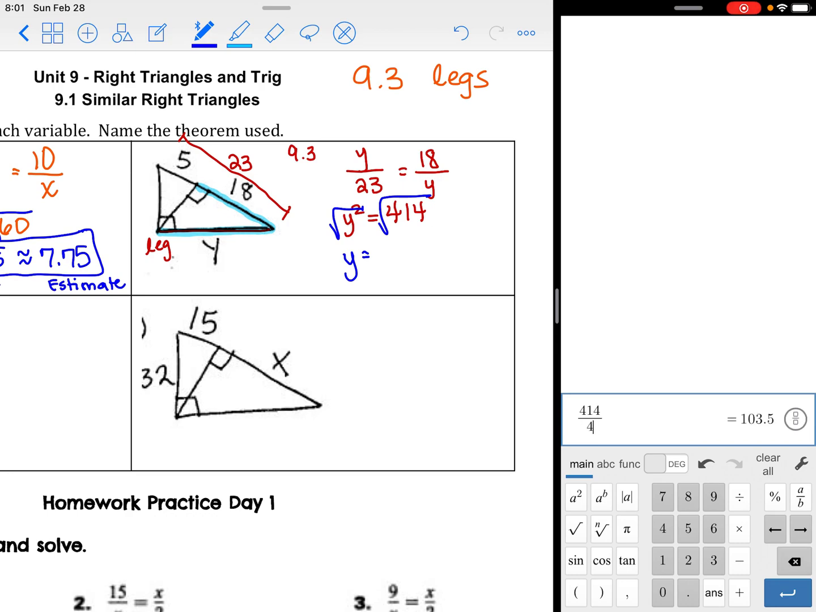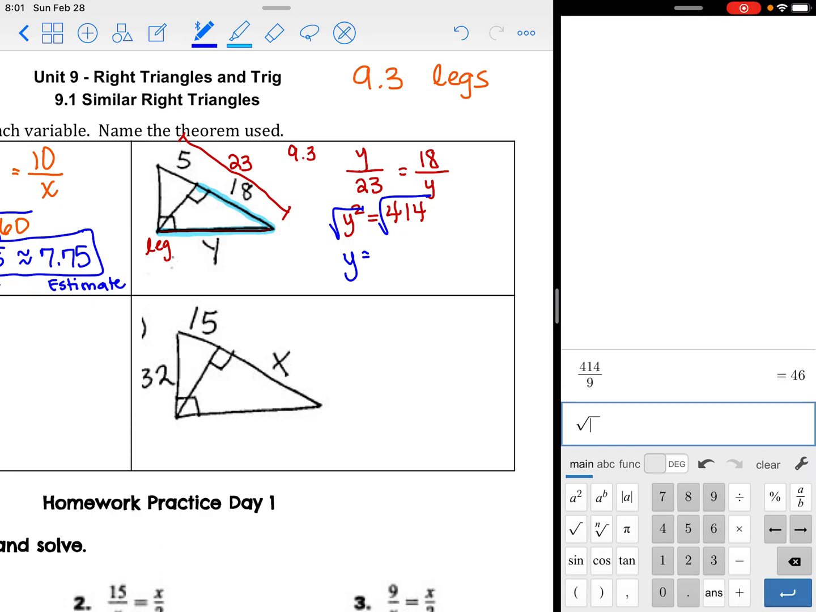16 doesn't work. What about 4? 4 doesn't work. 9 works. So 9 will give us 46. And 46 isn't divisible by any more perfect squares. So the factors of 46 are 2 and 23, which are both prime numbers. So that's going to be as far as it can go.